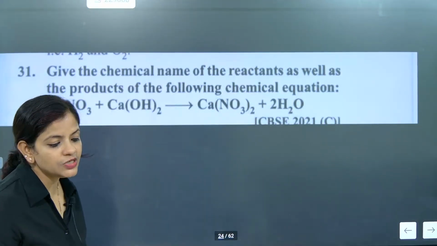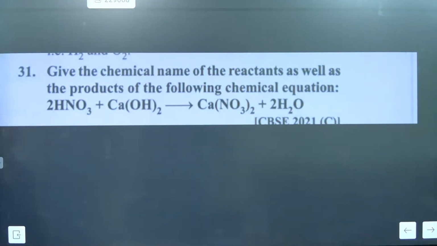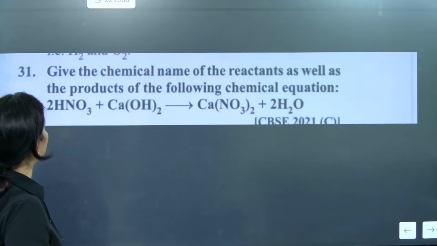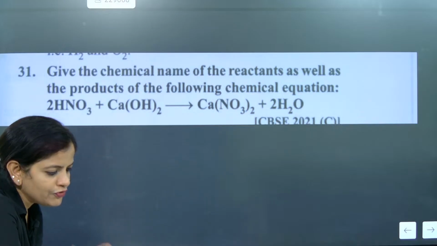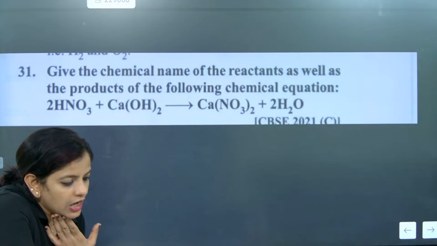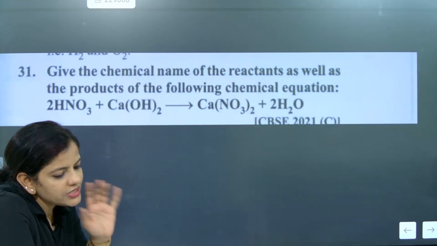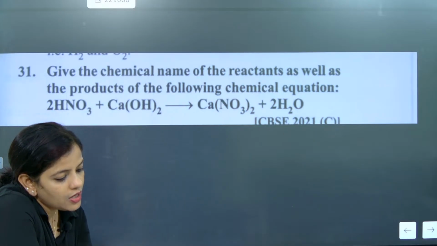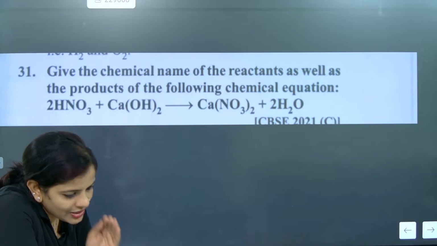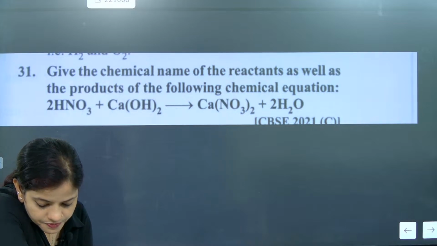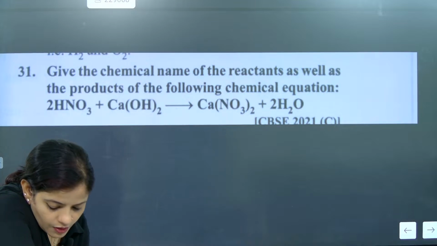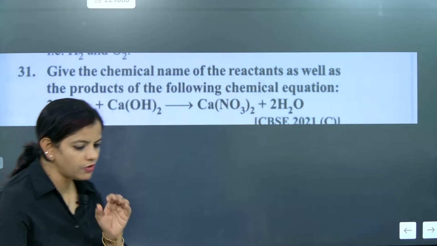See, this is a CBSE 2021 question. Come on, go for it. Give the chemical name of the reactant as well as the product of the following chemical equation. See, all sorts of twisted questions are there, and how they are asking the question. What chemical name are you going to give here? Come on, note down. Just check it out. What is the name of the chemical?